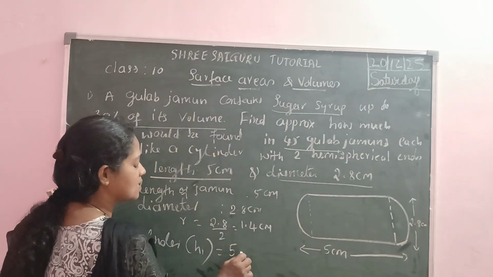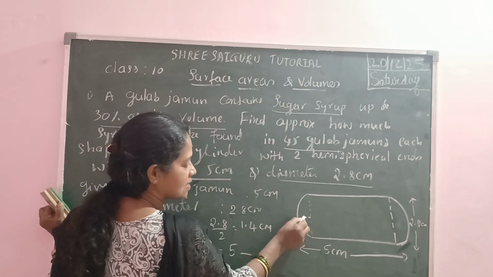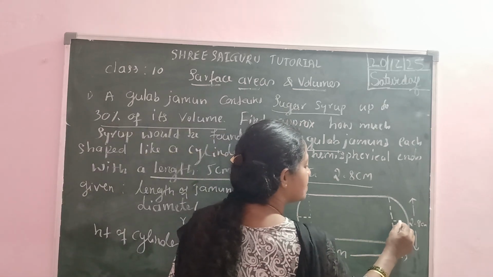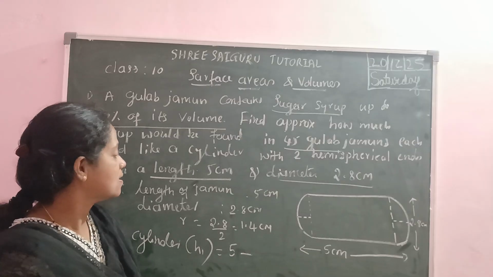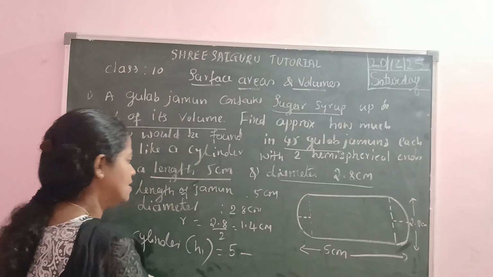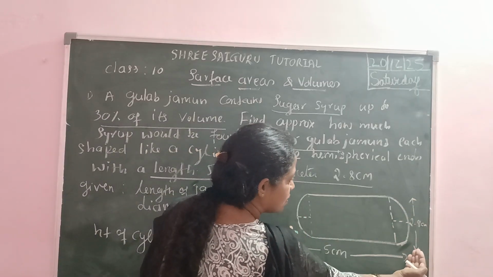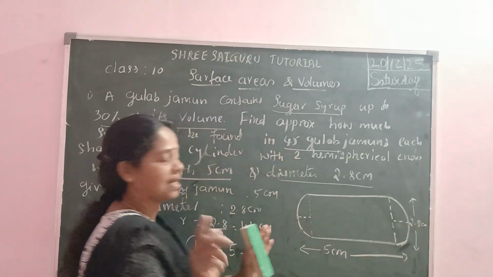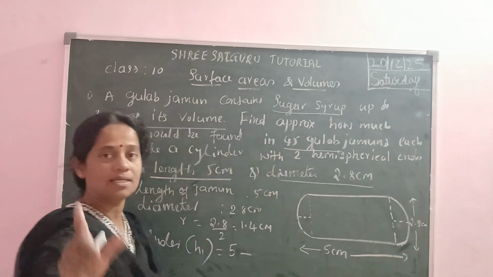That is 5 centimeter minus, we have to subtract this part. This is nothing but the radius of the hemisphere. So here also the radius of the hemisphere. This is the same, 1.4. Both radii of the hemispheres are 1.4. So from the length of the jamun, we have to subtract the radii of the two hemispherical ends. Then we will get this much part, this is the length of the cylinder.